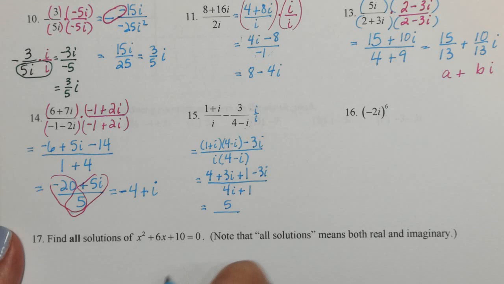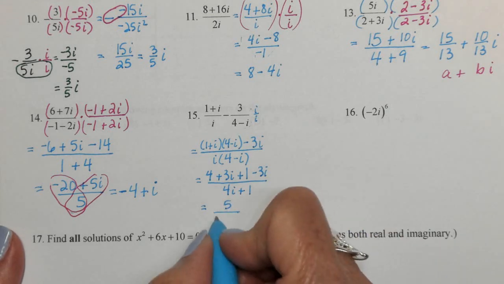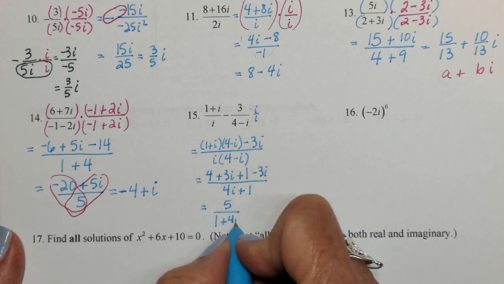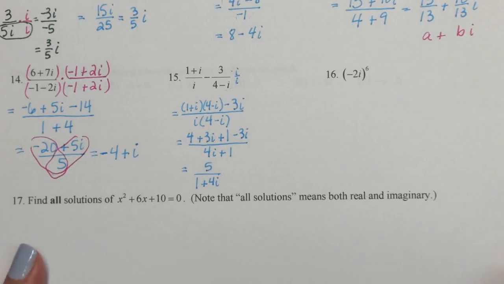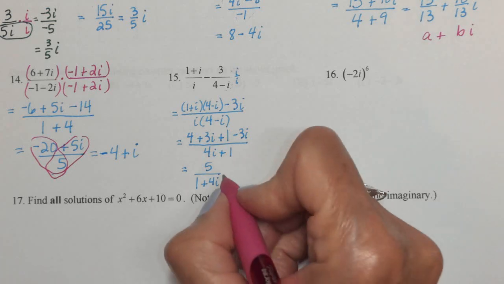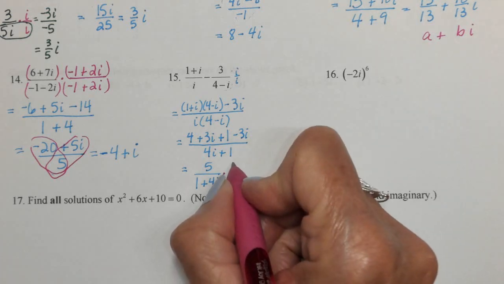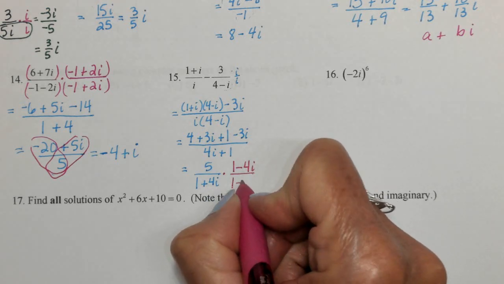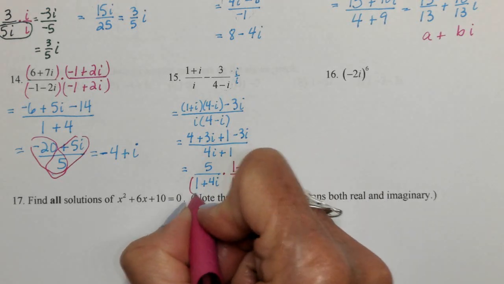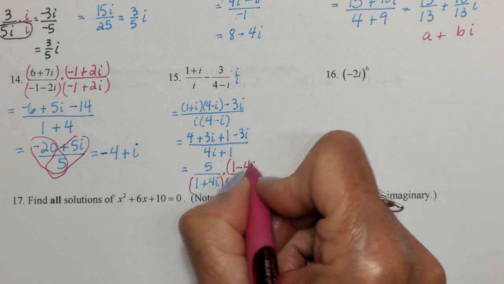And on the bottom, I'm going to rewrite this in standard form and make it 1 plus 4i. We're not done yet because we still have an i in the bottom. We have not done anything to get rid of that i in the bottom. Now I'm going to multiply top and bottom by the conjugate, 1 minus 4i. Leave your real part alone and change the sign of the imaginary part.